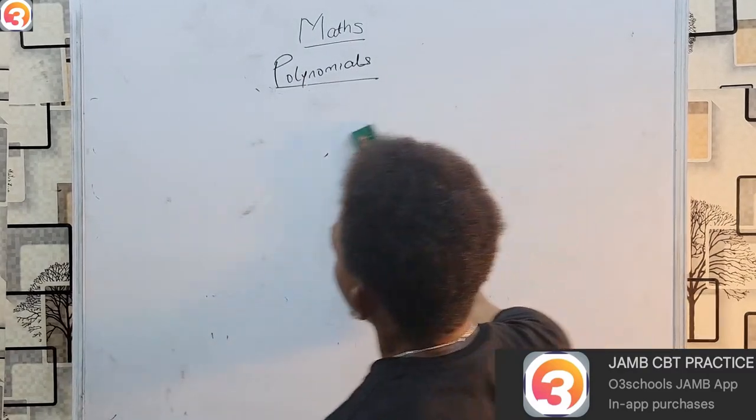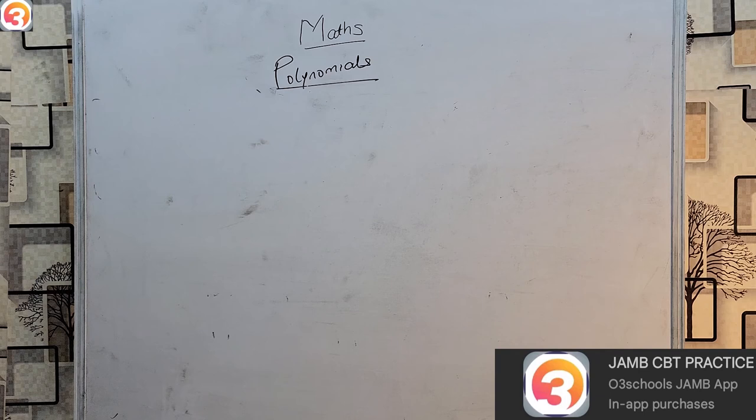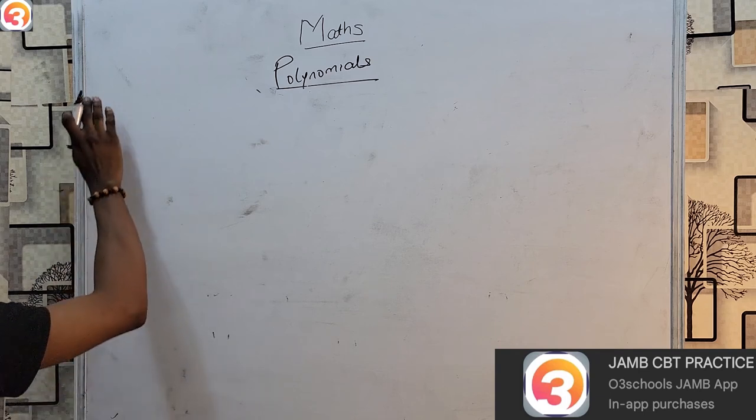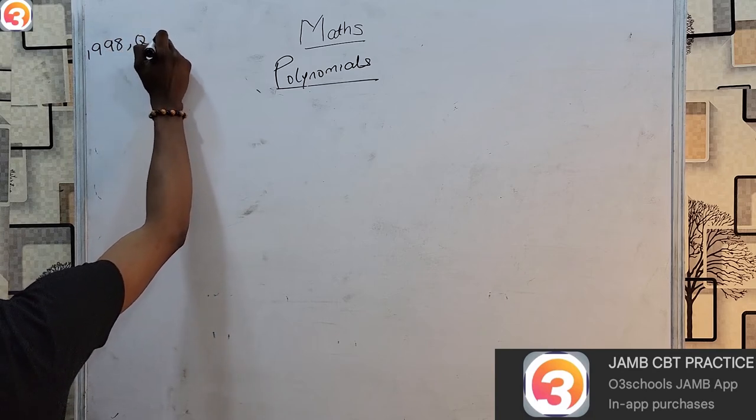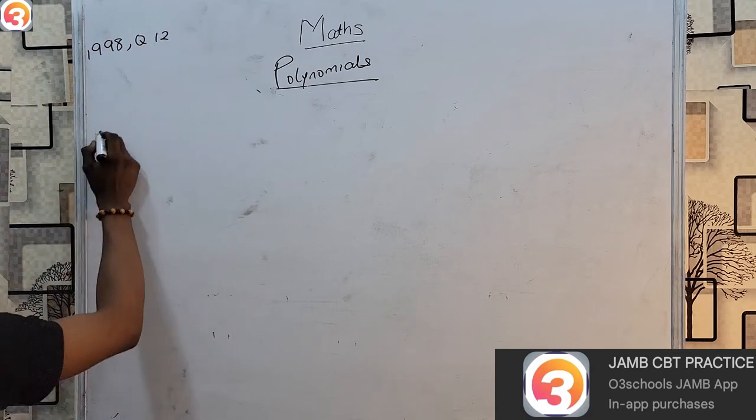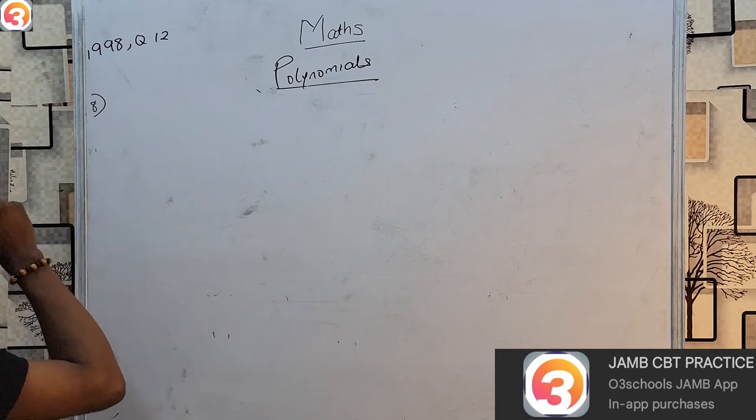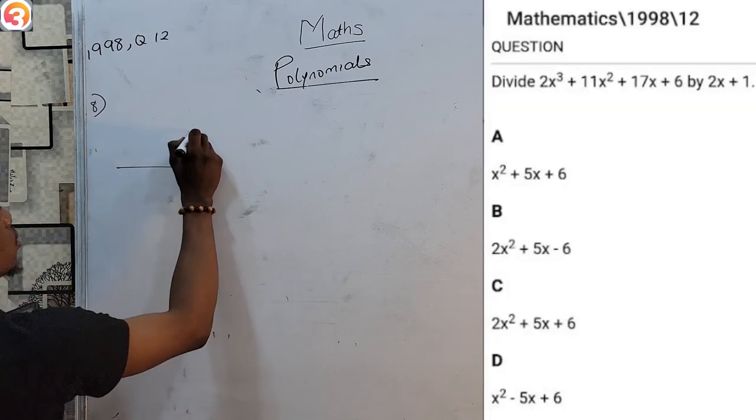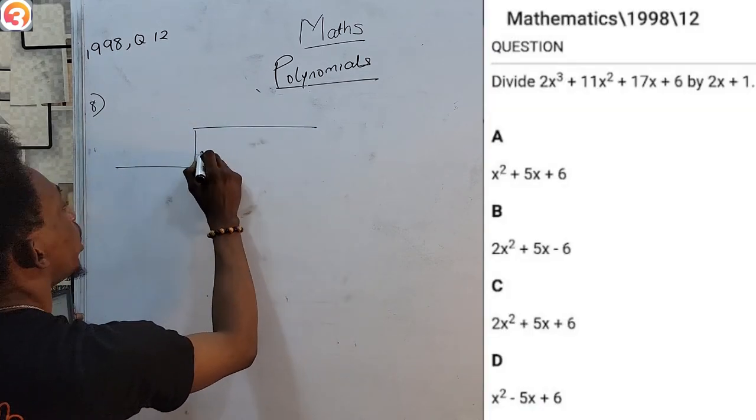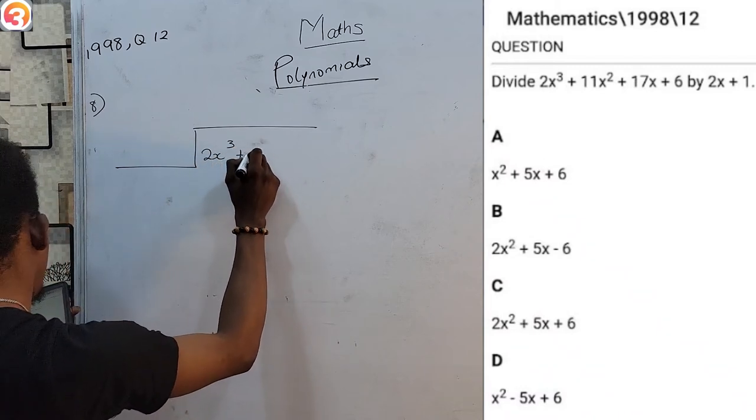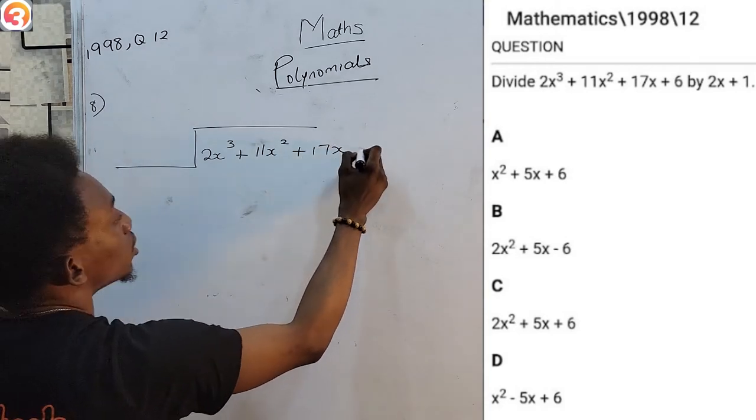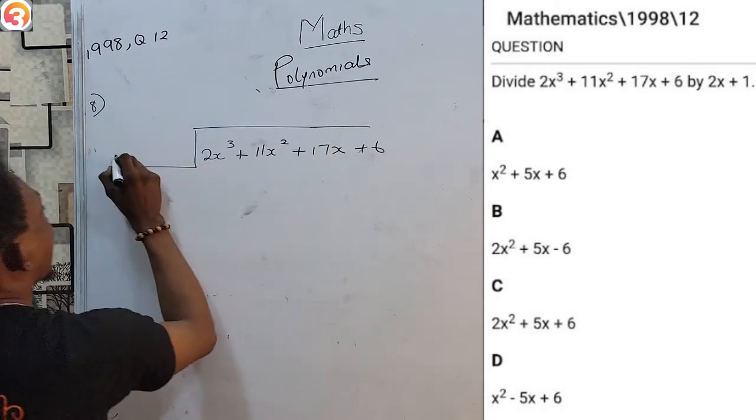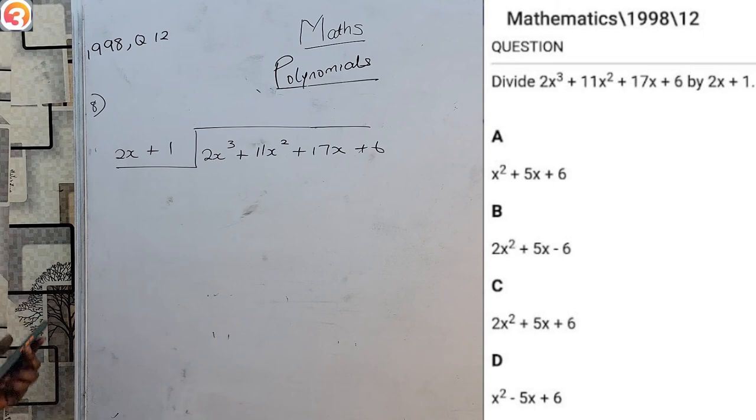So let us proceed. This time, another question on division from the year 1998, question 12. Let's truly get this division down. This one says I'm to divide 2x cubed plus 11x squared plus 17x plus 6 by 2x plus 1. That's what I'm dividing.